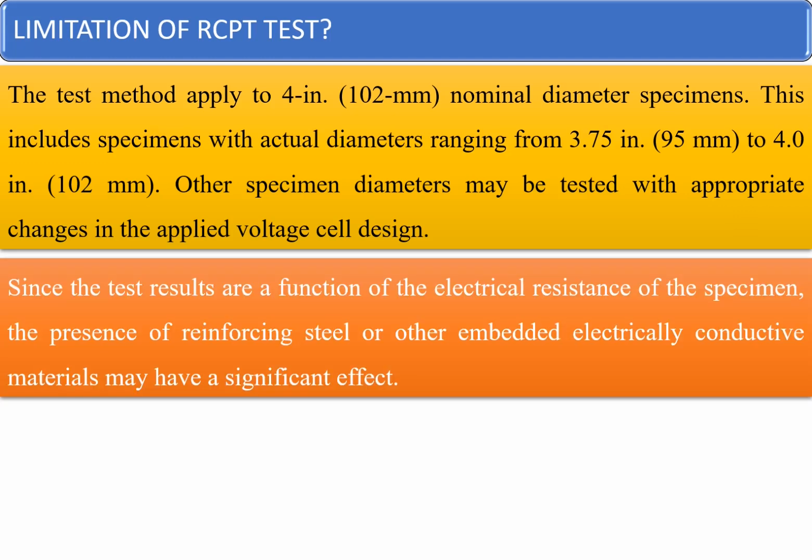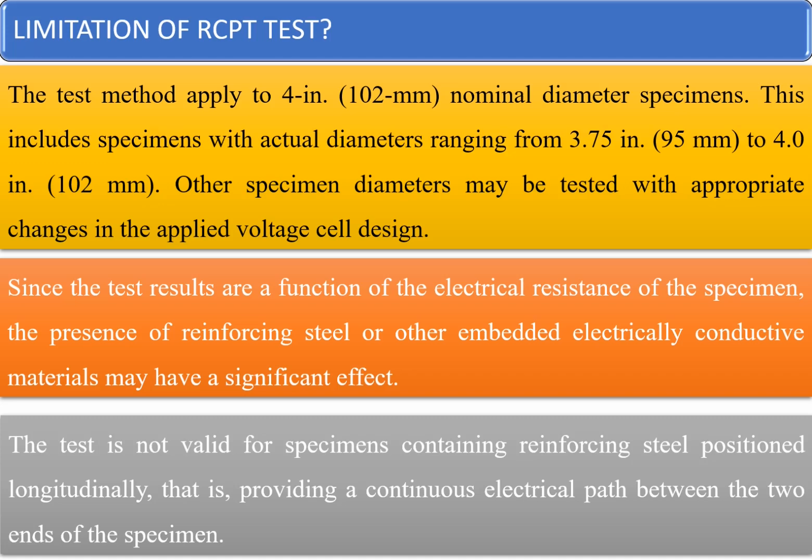Since the test results are a function of the electrical resistance of the specimens, the presence of reinforcing steel or other embedded electrically conductive materials may have a significant effect. So it is always important to make sure that there is no such element present in the sample. The test is not valid for specimens containing reinforcement steel positioned longitudinally, that is, providing a continuous electrical path between the two ends of the specimen. That means your reinforcement should not be a carrier of the chloride ions.